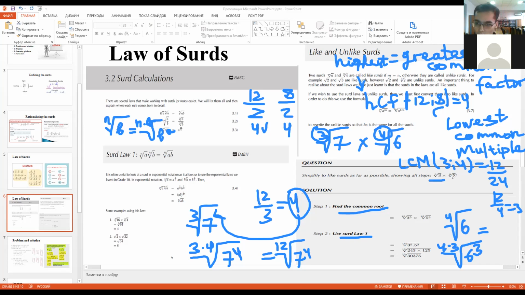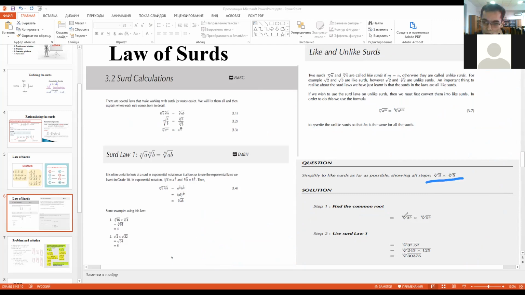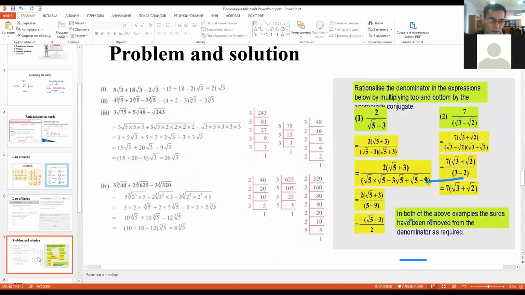So can you solve this one? Oh, this is already solved. This is an example of how you can make the degrees the same, and you can see here that you got the solution. Do you understand how to make the degrees the same? All right, let's go to the next.